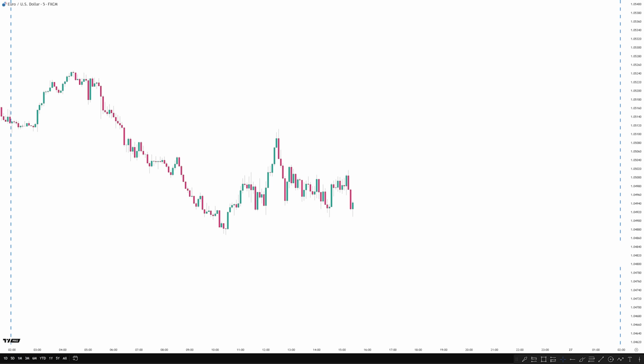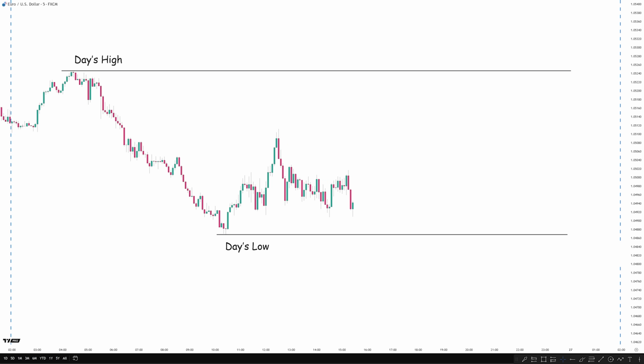The first step is to mark the high and low of the day before the New York session opens. Here at the top, we have the highest price traded during the Asian session, and at the bottom, here we have the lowest price traded so far today. As the New York session begins, the price wicks below the day's low but quickly moves back inside the range. This looks like a liquidity grab.